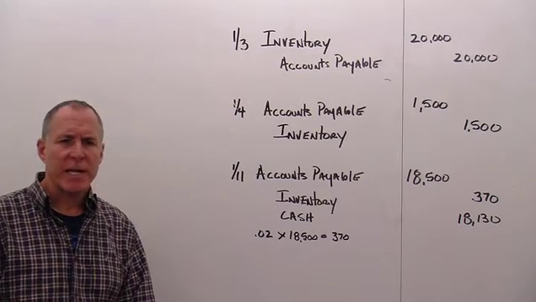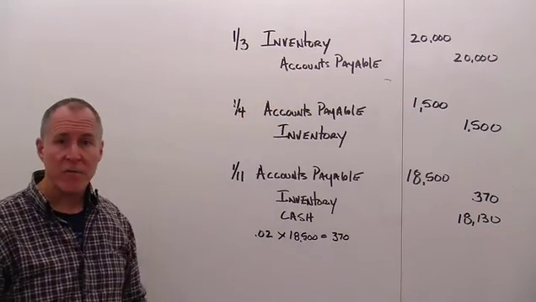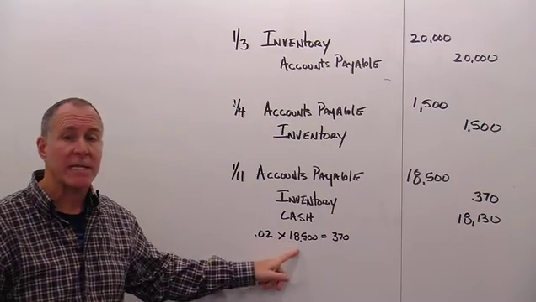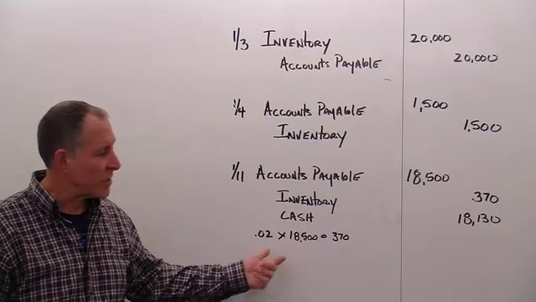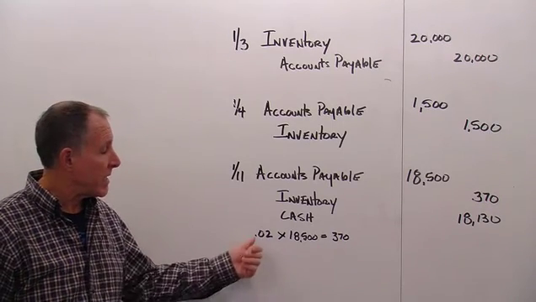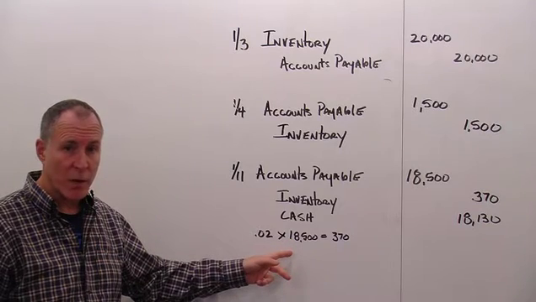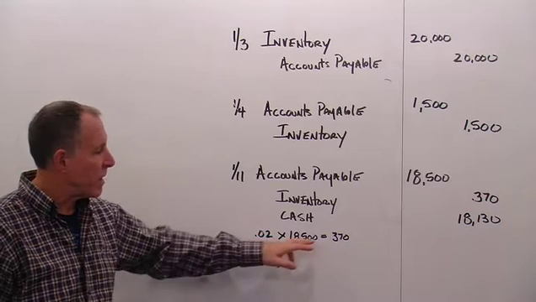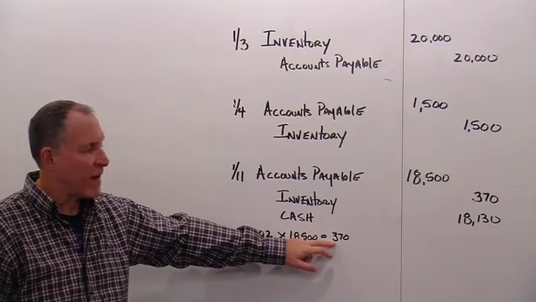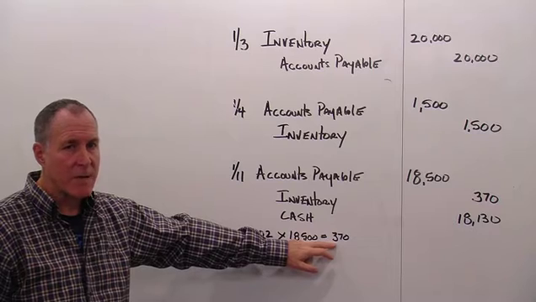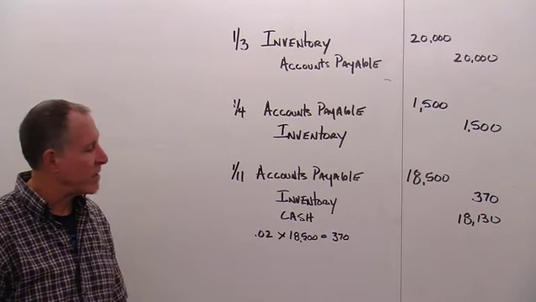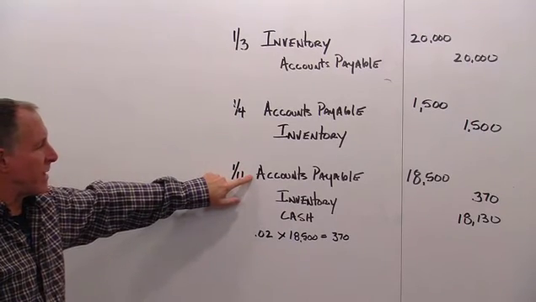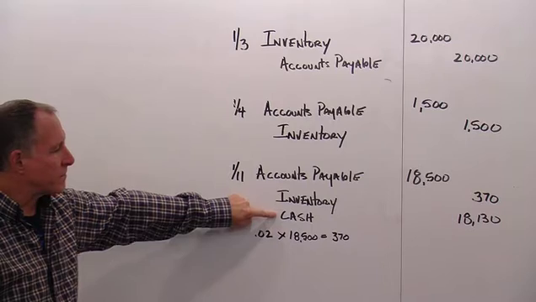Do you take 2% times the original price of $20,000? Or do you take 2% times the amount that is now due, the $18,500? Well, you can see from my journal entry right here, 2% is the discount that we're going to take of the $18,500, the amount presently due. So we don't pay $18,500, we pay $18,500 less the discount of $370. So the journal entry decreased the payable by $18,500.